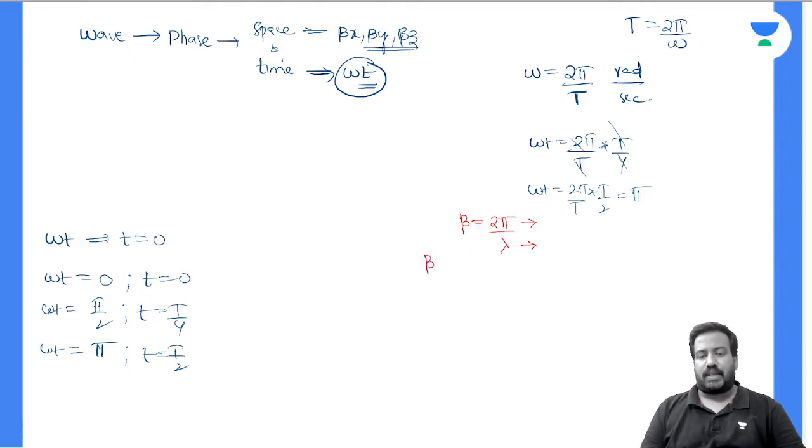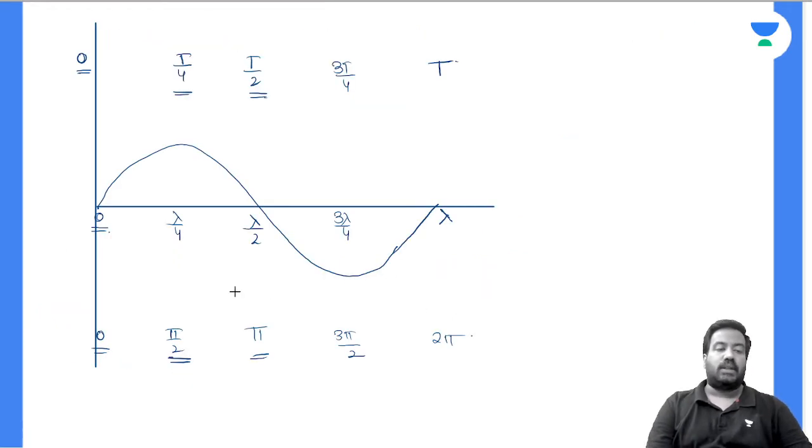For example, if the wave is propagating in x direction, then you take beta x. It is 2 pi by lambda into x. At x is 0, beta x is also 0. This is with respect to space. Therefore, the phase shift is 0.